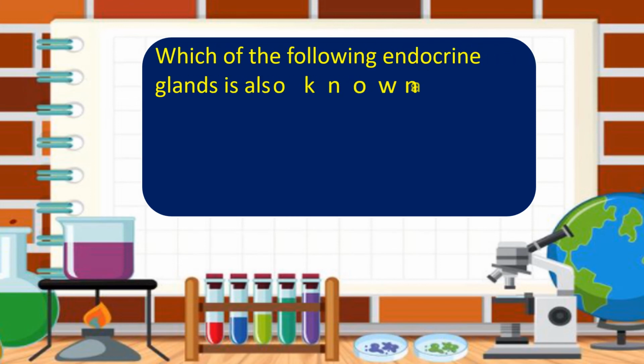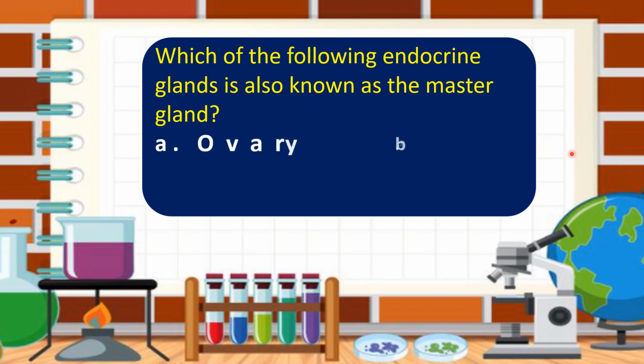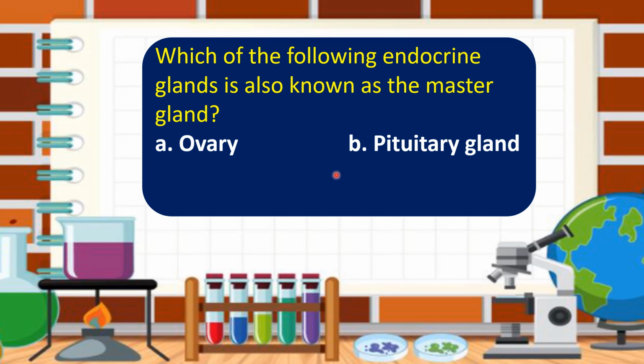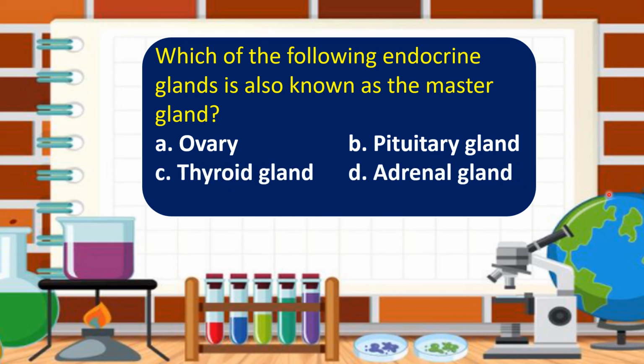So this is the first question. Which of the following endocrine glands is also known as the master gland? Choose only the letter. A, ovary. B, pituitary gland. Letter C, thyroid gland. Letter D, adrenal gland. So which one here is known as the master gland?